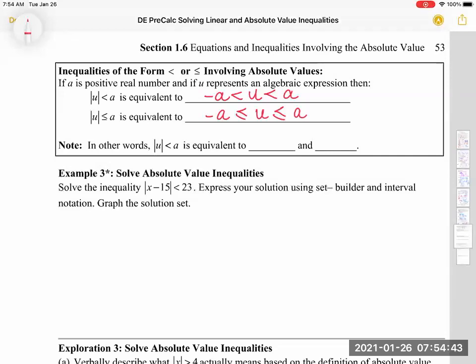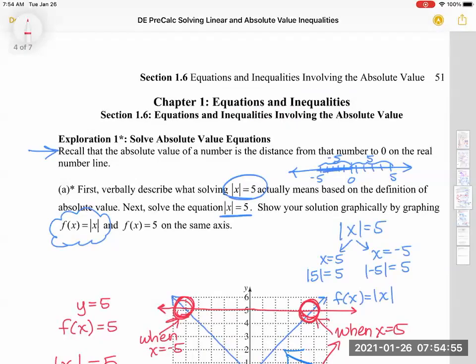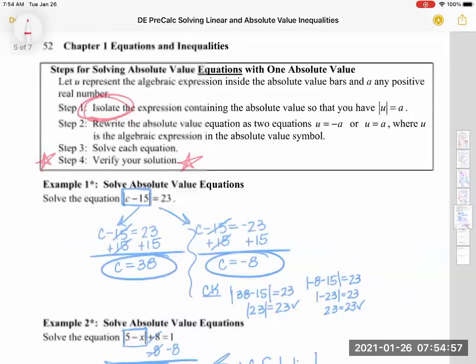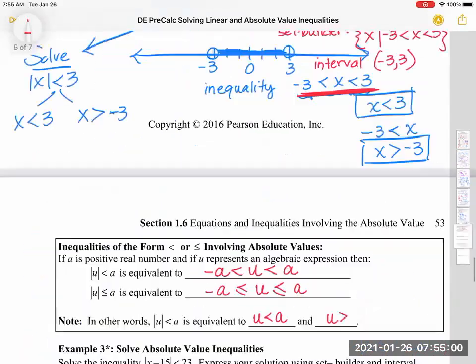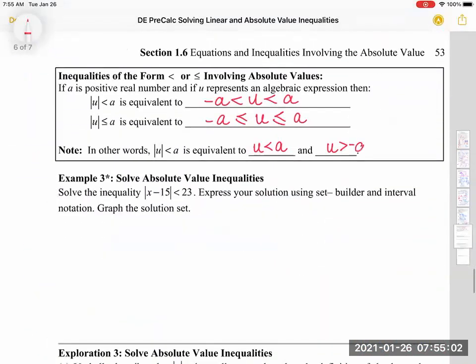In other words, the absolute value of u less than a is equivalent to u being less than a and u being greater than, oh my goodness, lost it. There we go, negative a, like that.